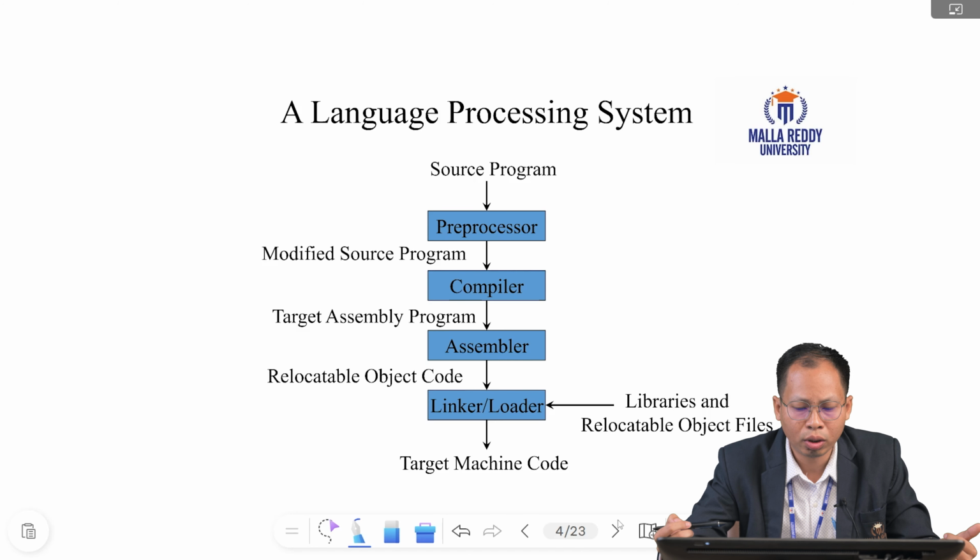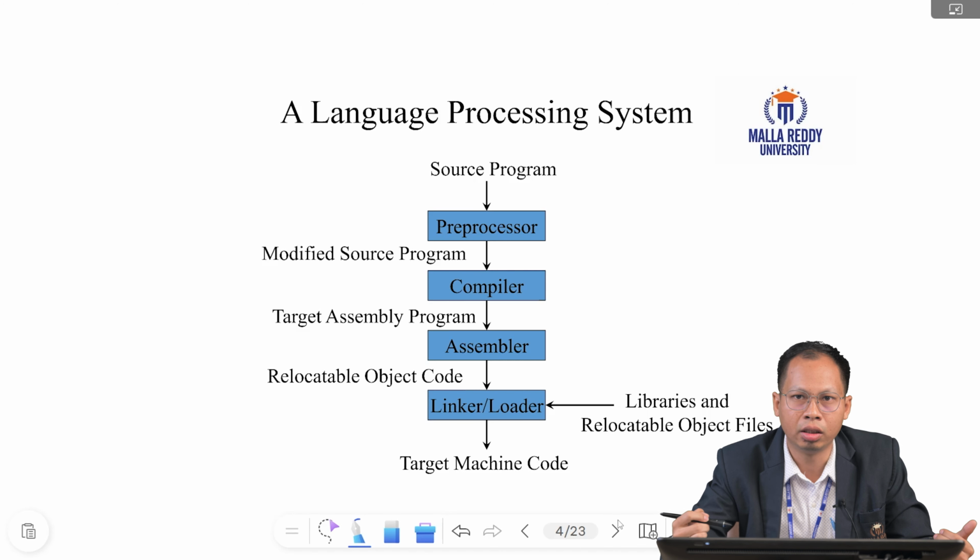Whatever program we give, usually it will be divided into different pieces. That's why we have relocatable small pieces of object code. Those codes will be linked together by the linker. The tool linker will link all those object codes, and once it is linked, it will be loaded into the memory by the loader. Okay.